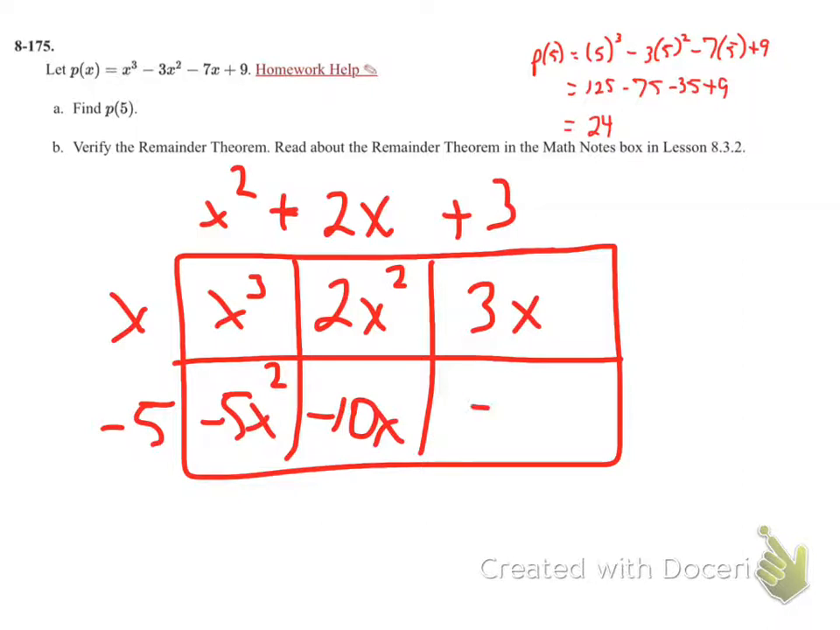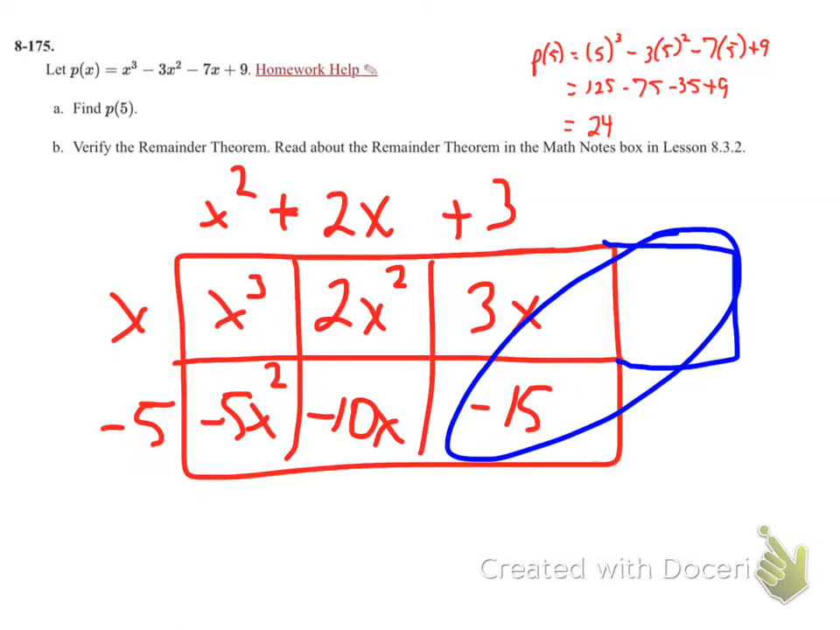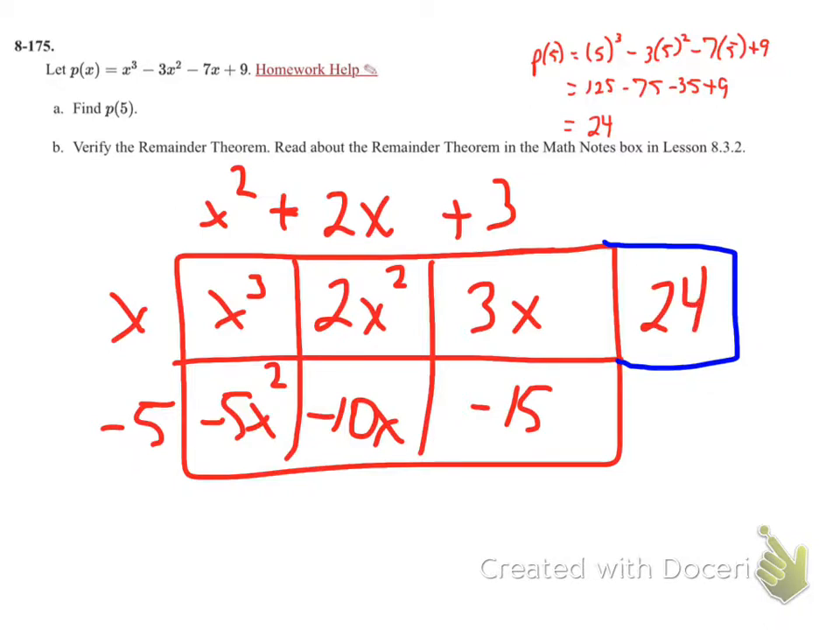And then I have a negative 15. Well, negative 15, I need to make it equal a positive 9. So I'm going to add another box off to the side. When I add these two together, they equal that positive 9, and that's going to be 24. So I do get x squared plus 2x plus 3, and my remainder is 24 over x minus 5.